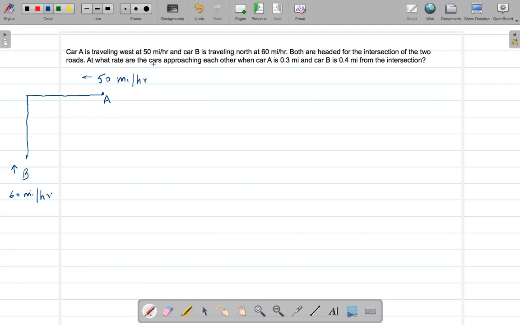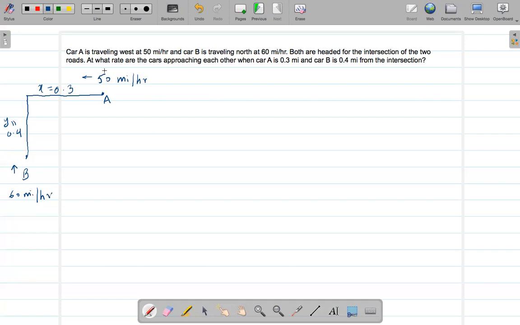And at what rate are the cars approaching each other when car A is 0.3 mile and car B is 0.4 mile from the intersection? So this is car A at 0.3 mile, and this is 0.4 mile from the intersection. Now we can take this as the x-axis and this as the y-axis. Let's say this is x, and this one, 0.4, is y.